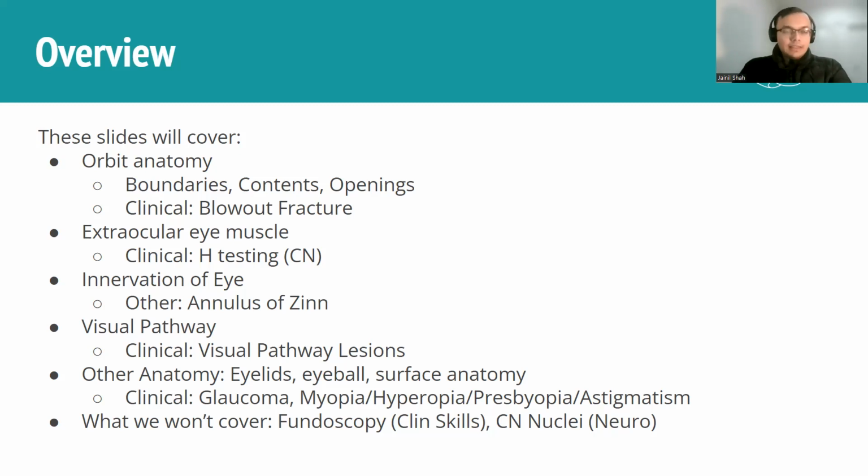And then we have the innervation of the eye, another minor point there, and the annulus of Zinn. The visual pathway, again, another very important point to cover, and the visual pathway lesions. Also keep an eye out for that. And then some miscellaneous topics for anatomy. So the eyelids, the eyeballs, surface anatomy, clinically talking about glaucoma, myopia, hyperopia, presbyopia, astigmatism, also known as short-sightedness and long-sightedness. We'll come to what that means later on.